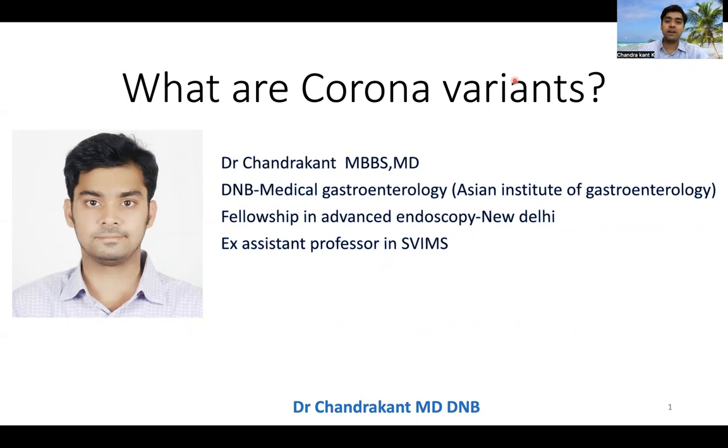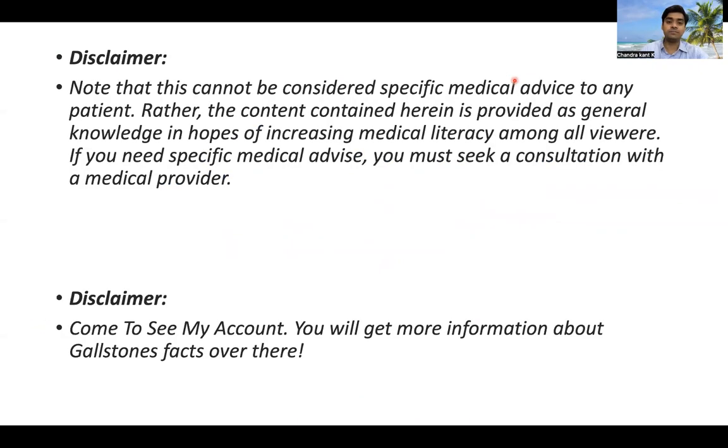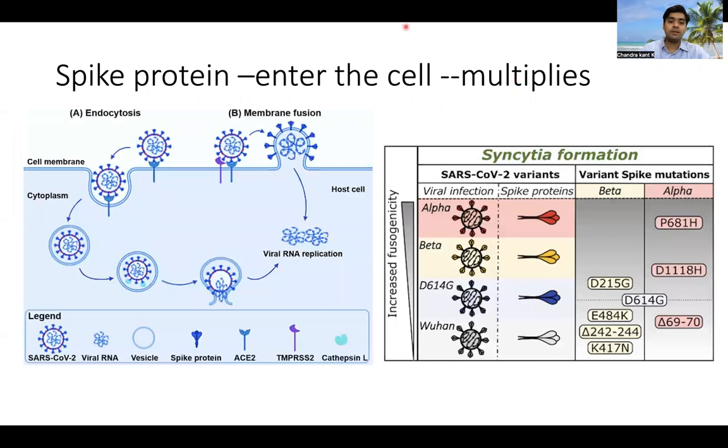We will discuss corona variants in this video. The coronavirus has multiple proteins on its surface. You can see these proteins, the small peg-like things on the surface. These proteins are called spike proteins.